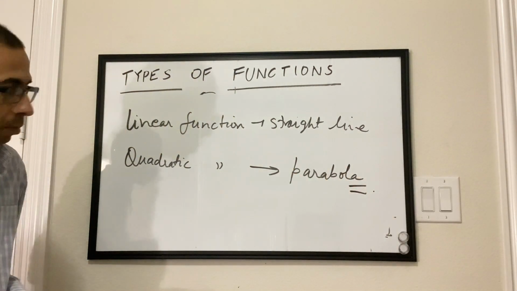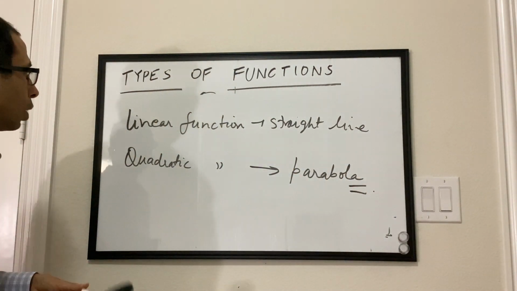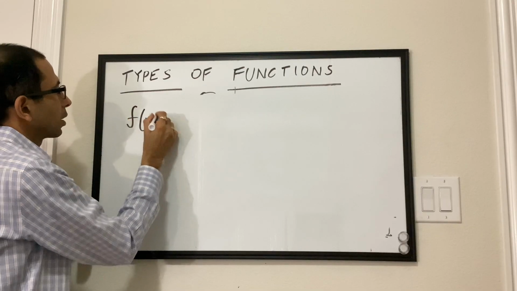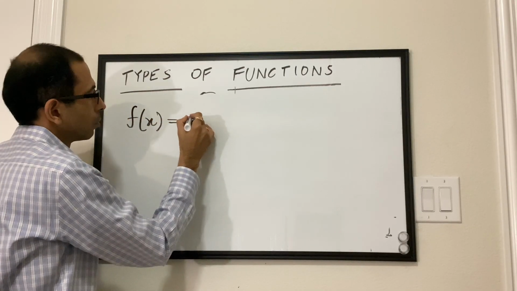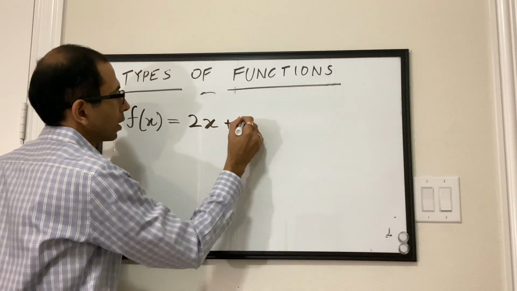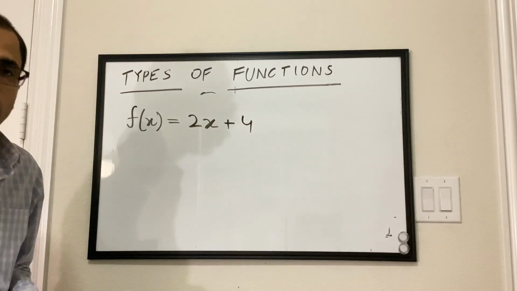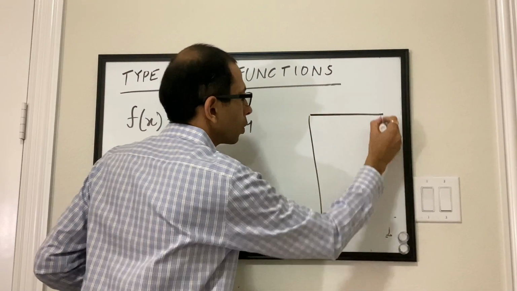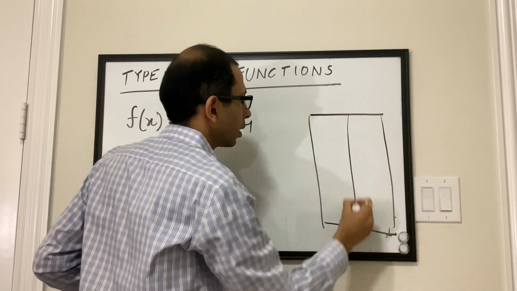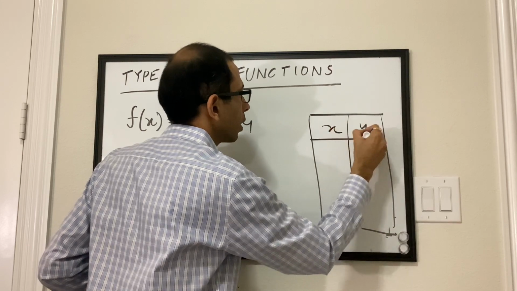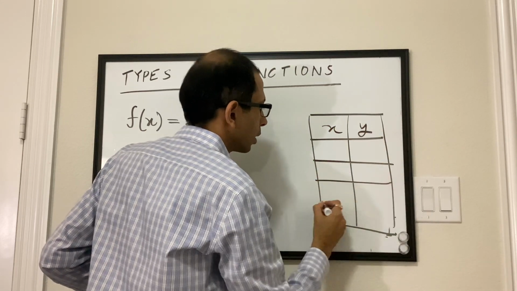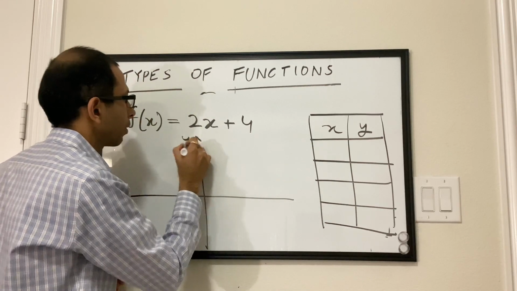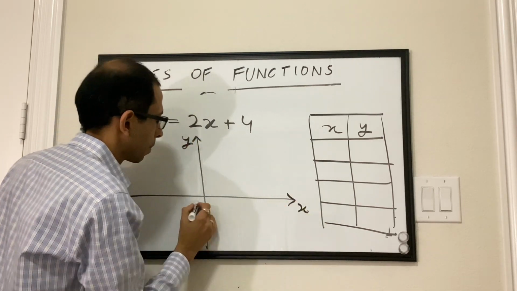Okay, maybe we can take an example to plot any linear function this time. Function f(x) is equal to 2x plus 4, right? And we got to plot that. Again, as we did last time, all we got to do is to create a simple table, x and y, and get some points, plot those points on the xy graph and join them, right?